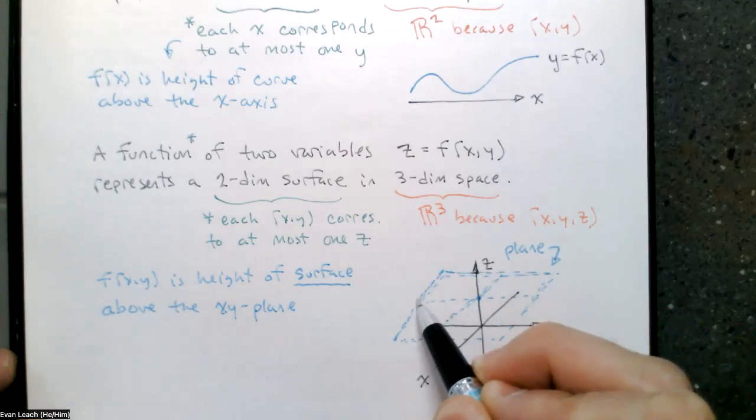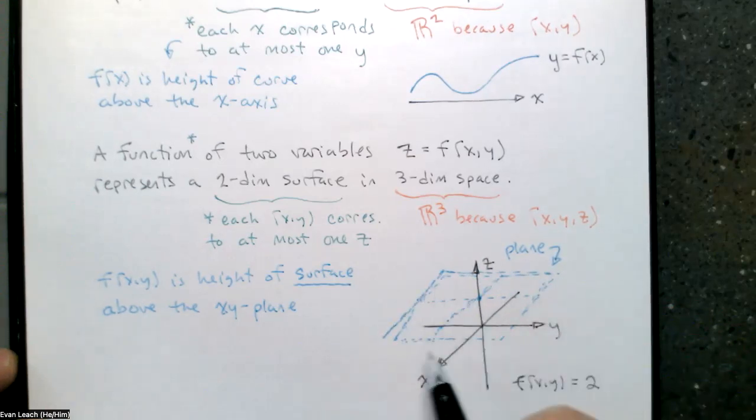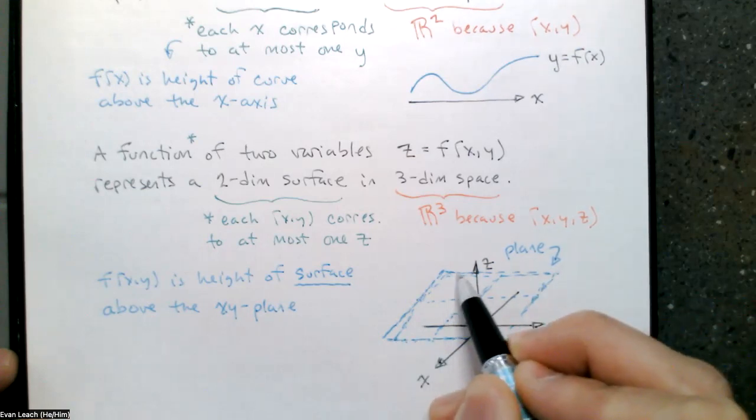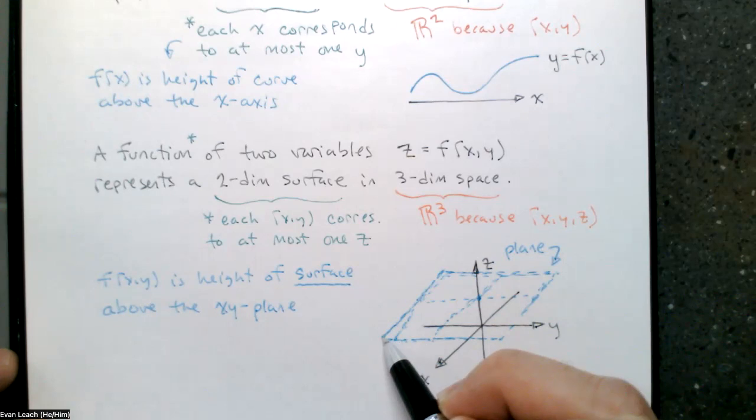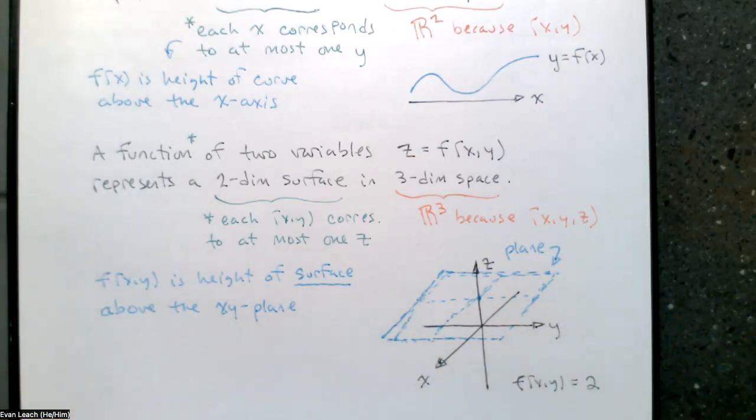But that's what happens when we have a function of a bunch of variables. Any questions? So a function of 2 variables represents a 2-dimensional surface in 3-dimensional space. How's that, okay? See, I told you Calc 3 was the easy one.